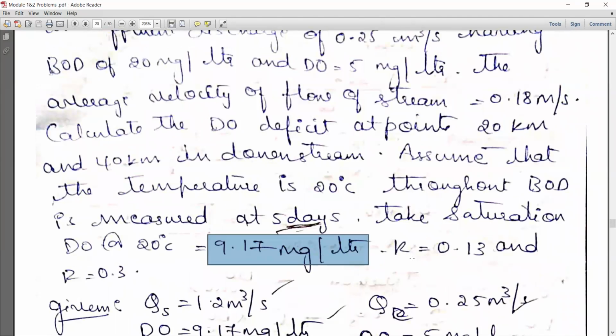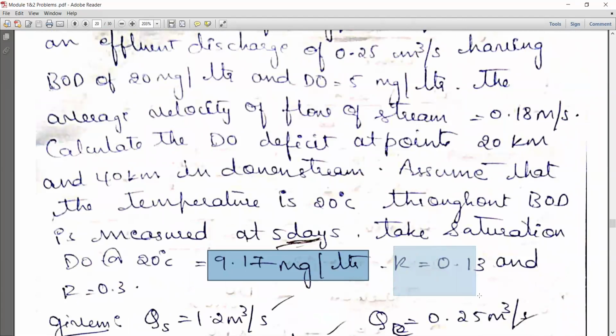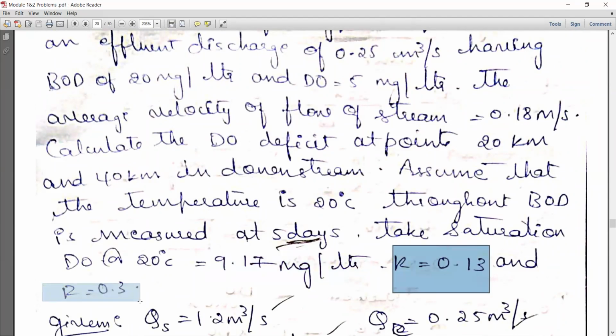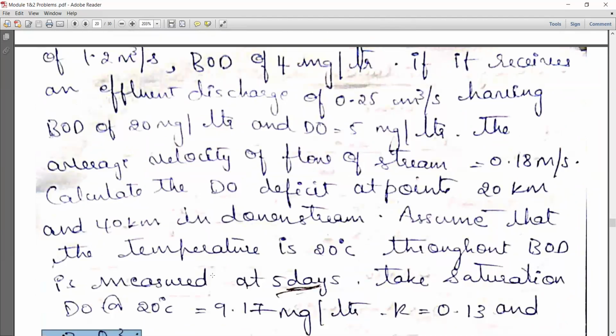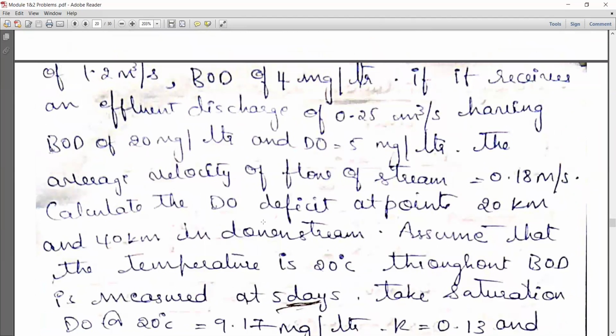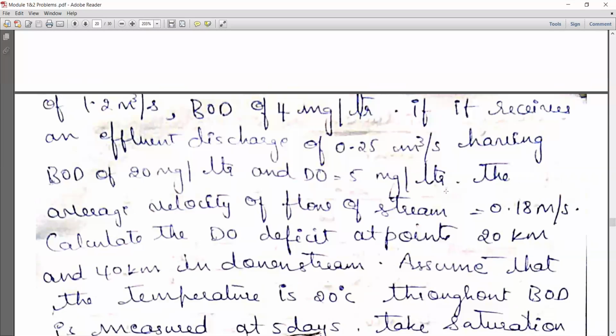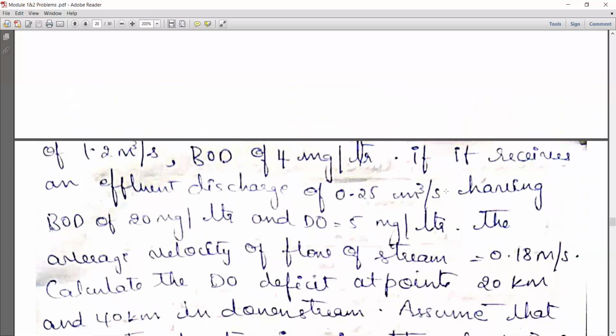Then the K value and R value are given. K is the deoxygenation constant, or coefficient of deoxygenation, and R is the reoxygenation constant, or coefficient of reoxygenation. I hope you have written this problem. Have you all written the problem? Please write down the problem. You can reply in the chat if you have written it down.